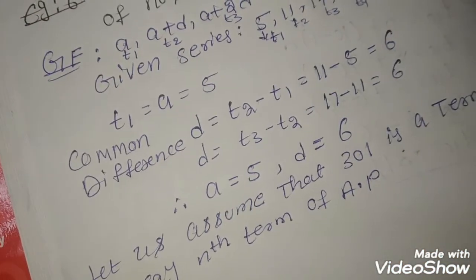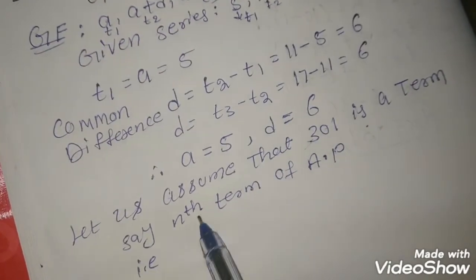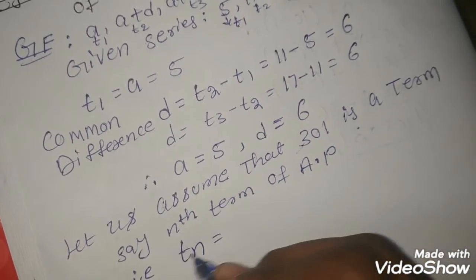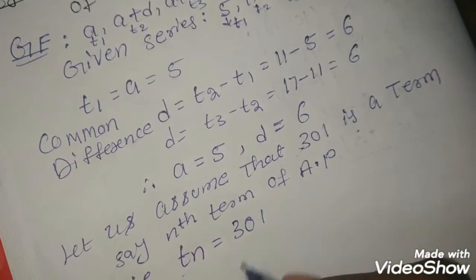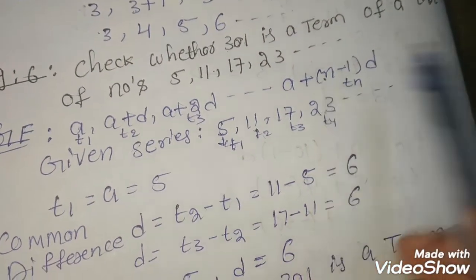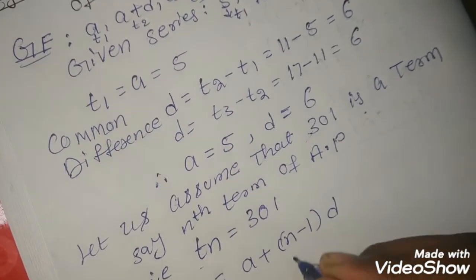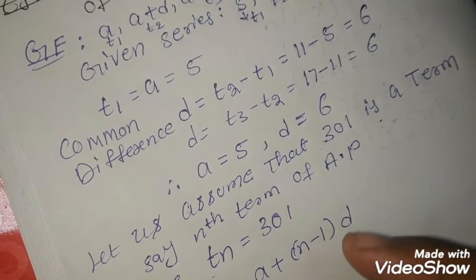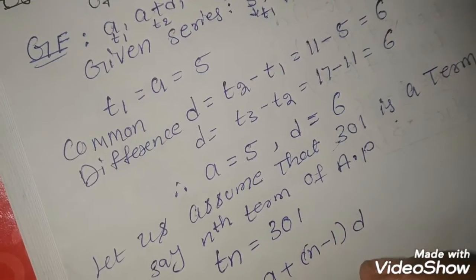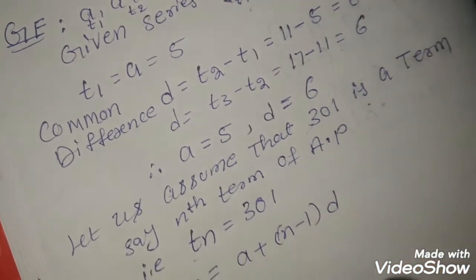Okay, let's start. Let us assume that this 301 is one of the terms, say the nth term of an arithmetic progression, that is Tn. Just assume that the term n is 301. What is the term n formula here? A plus n minus 1 into D. Write down here. A plus n minus 1 into D. See, our result must be unique and also it must be a positive integer. Understand? Let's see.